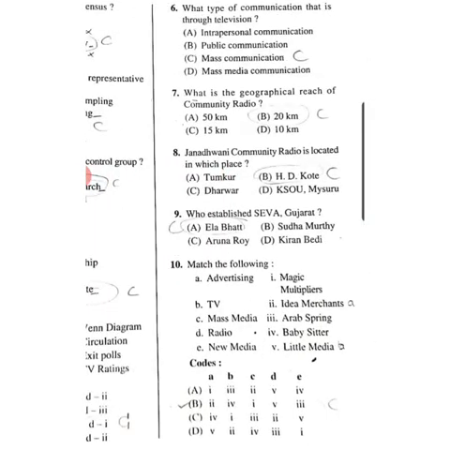Now next we have which type of communication that is through television, that is mass communication. What is the geographical reach of community radio? 20 kilometers. Janadhwani community radio is located in which place? It is HD Kote. Who established SEWA Gujarat? Ela Bhatt.